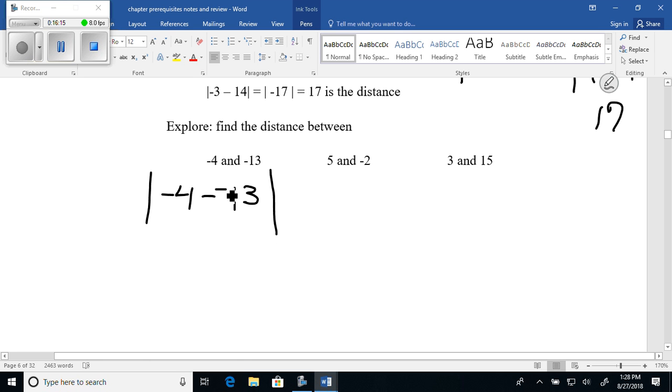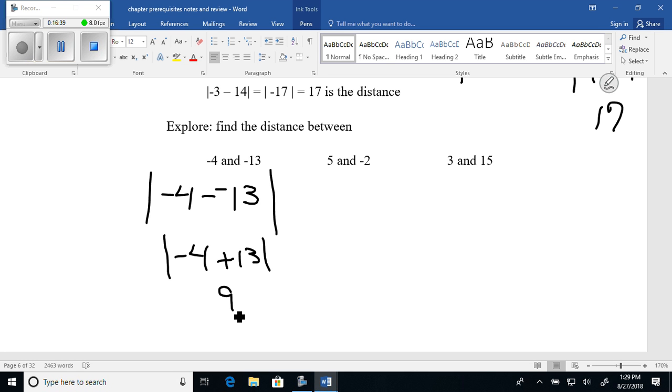We have to write that stuff out. What did you get? You got 17 for your answer, but that's wrong. Write it out. What's negative 4 minus a negative 13? Negative 4 plus 13, which is 9. The absolute value of 9 is 9. So if you got 17, you changed it wrongly.